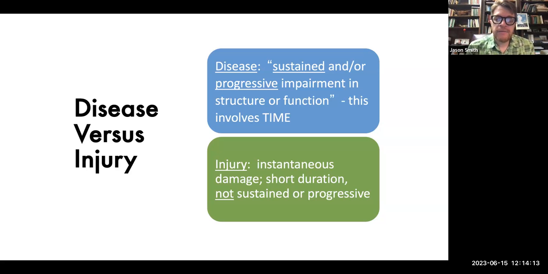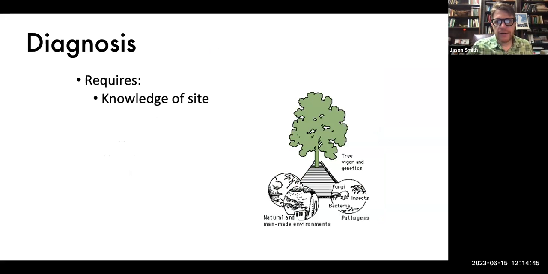Now, some insects can, in fact, vector diseases or vector pathogens. They transmit pathogens by way of some of their feeding activities. And so they may be important in a disease cycle, but they are not considered a disease agent. They're considered an injury agent. Okay. And I just wanted to point that out as we go here, because how trees respond to these things, how we manage them in the landscape, it's all connected technically.